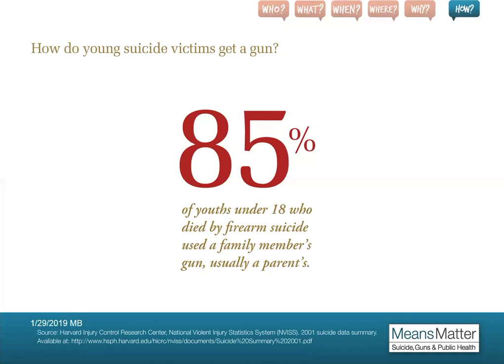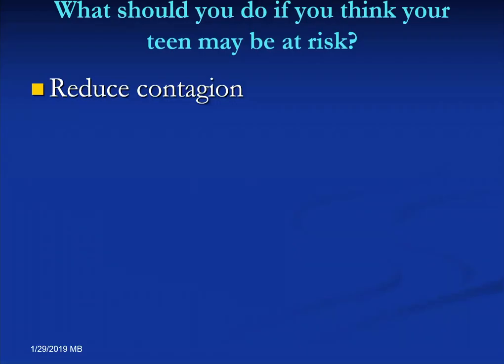Safe storage is a good secondary option, but it's not foolproof. Teens are very good at finding hidden things and figuring out how to put things back together and break locks and all sorts of things like that. So it's not foolproof if you have it stored and locked. The best thing is to just get rid of it. And we can't emphasize that enough.